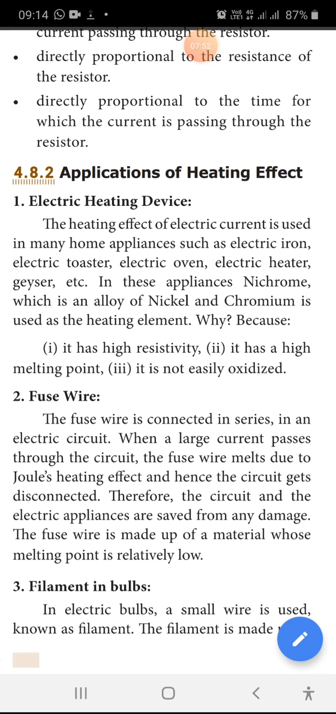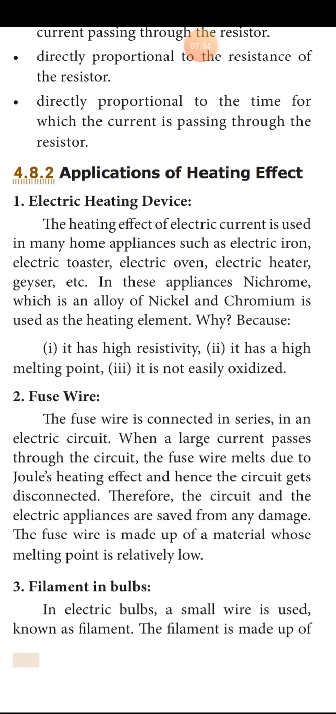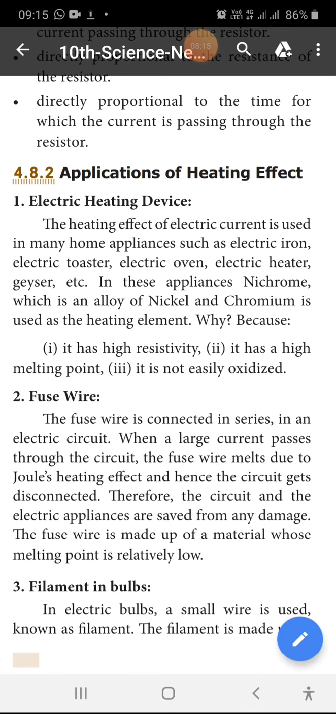What happens when it is oxidized? You know very well, when a metal is oxidized, it will form rust. So it won't be oxidized. It has a high melting point. What happens when it melts? When it melts, the circuit won't work, the current will break. The flow of charges will break. So it has high resistivity, high melting point, and is not easily oxidized. This is the special character of nickel and chrome alloy used in these electrical equipment.